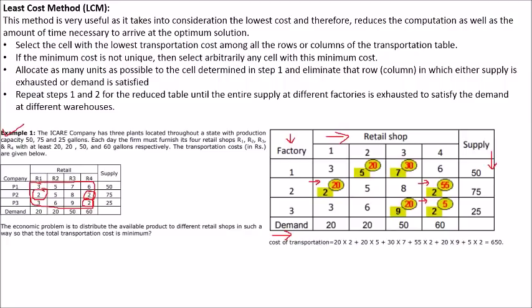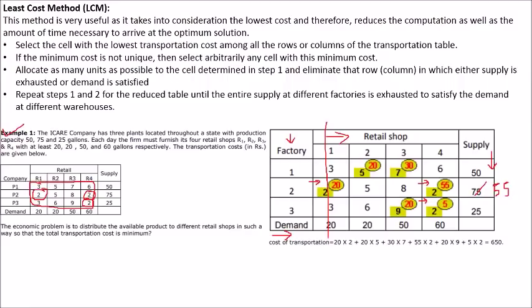So out of 75, 20 is the demand here. So I will allocate 20 to this cell, which means out of 75, 20 is allocated. Remaining I am left with only 55, and since this column demand is exhausted, I am going to cancel this column.